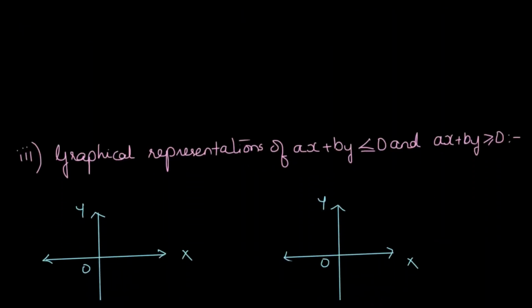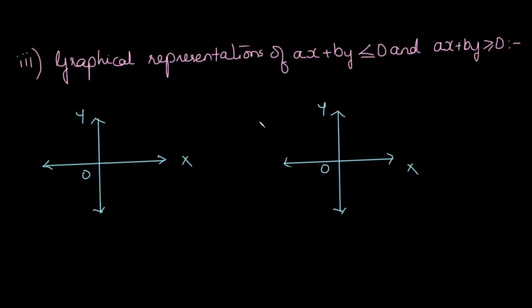Then the third case. The first two cases were where only one variable was there, either x or y. Now we are going to draw lines where two variables are there. So these are linear equations in two variables.